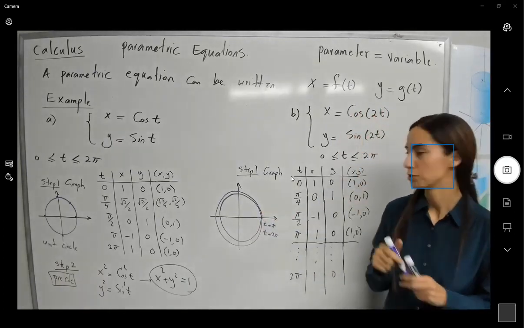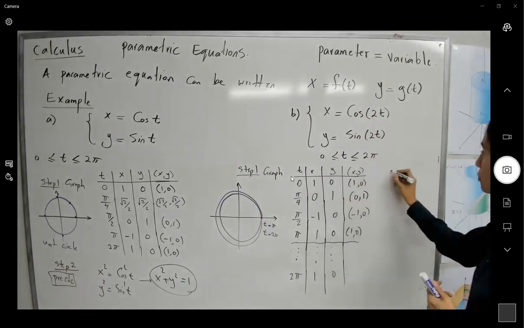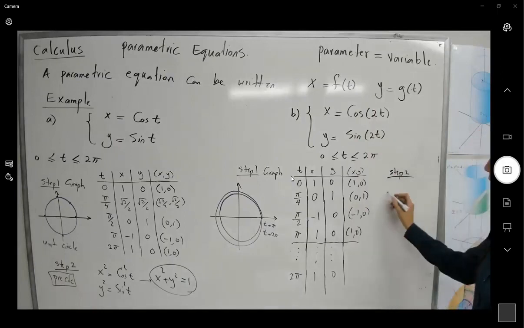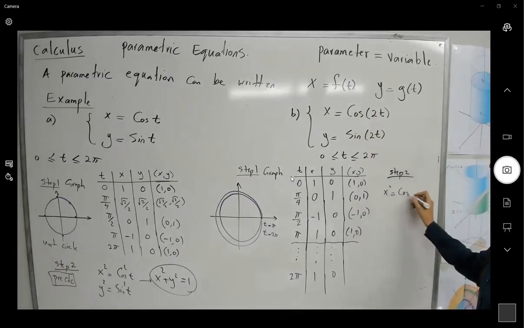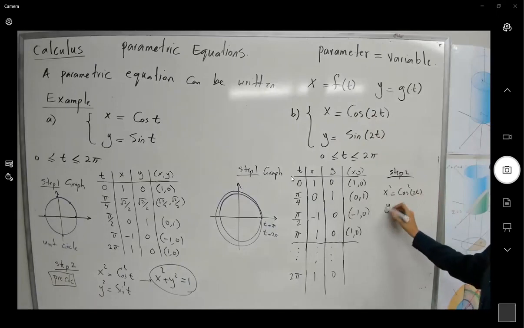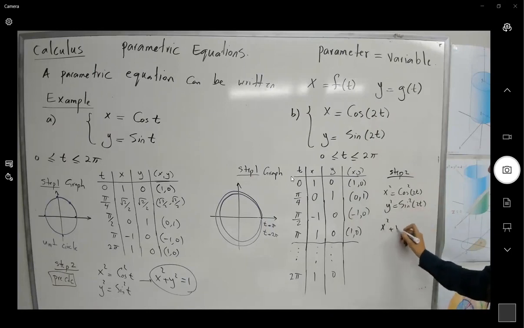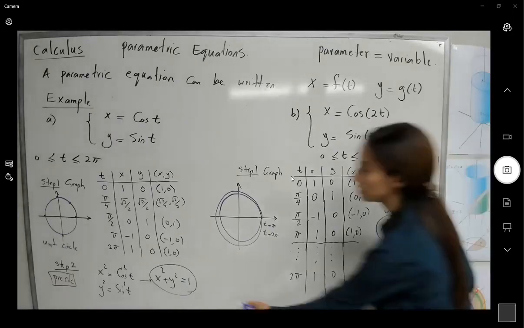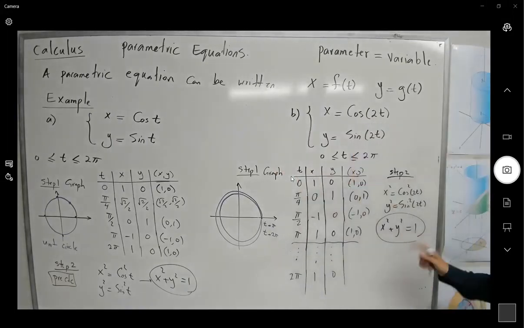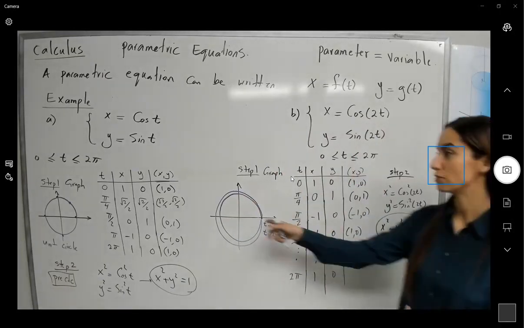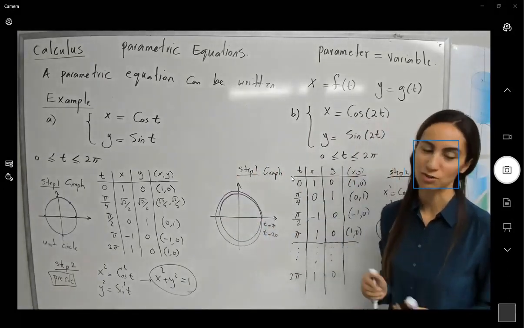But if you convert this in step 2 to x and y, what do you see? That x squared is equal to cosine squared 2t, y squared is equal to sine squared 2t. If you add this together, x squared plus y squared is again 1. So if you write these two this way, you don't see the rotating behavior of these two particles.